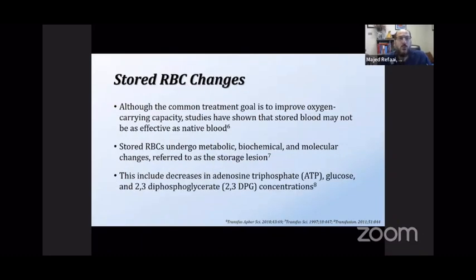So when we store red blood cells in the blood bank, there are a lot of things going on in the stored red blood cells. There could be metabolic, biochemical, or even molecular changes of the red blood cells, and even changes in the shape of the red blood cells. The significant ones also include the drop in ATP and 2,3-DPG. These are the most significant ones that affect oxygen delivery.